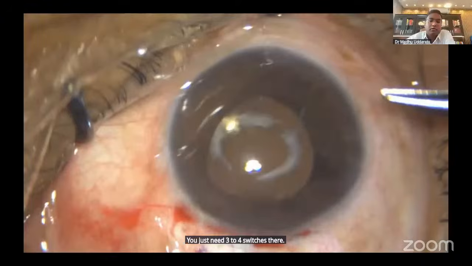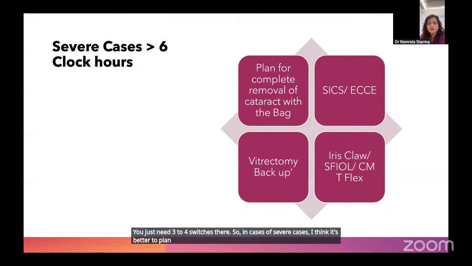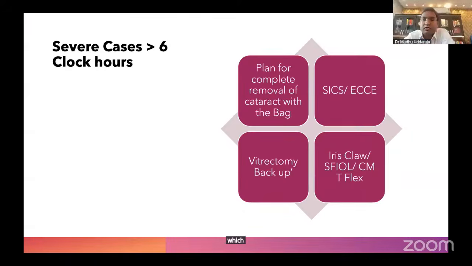So in severe cases, I think it's better to plan for a complete removal of the cataract along with the bag. You can plan SICS or ECCE as a primary option. You should always have a vitrectomy backup, and you should have whichever second IOL you're comfortable with, the iris claw IOL or the CTR flex.